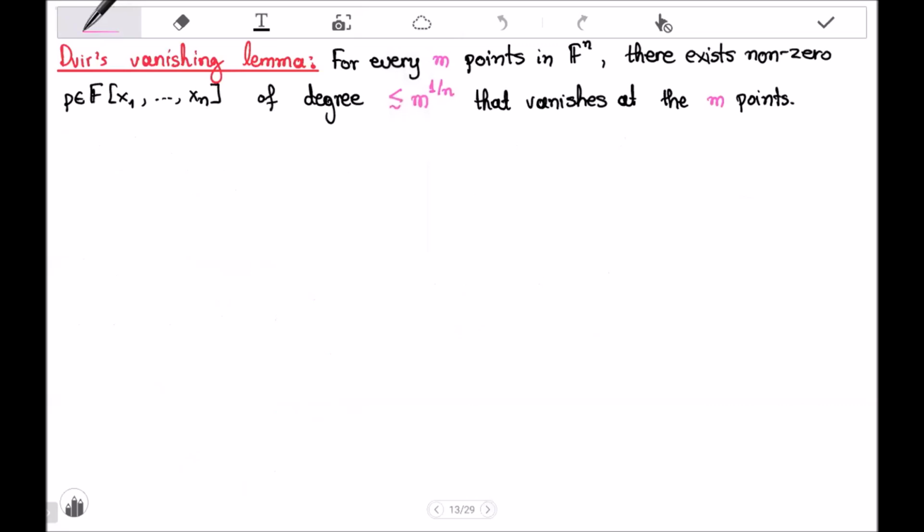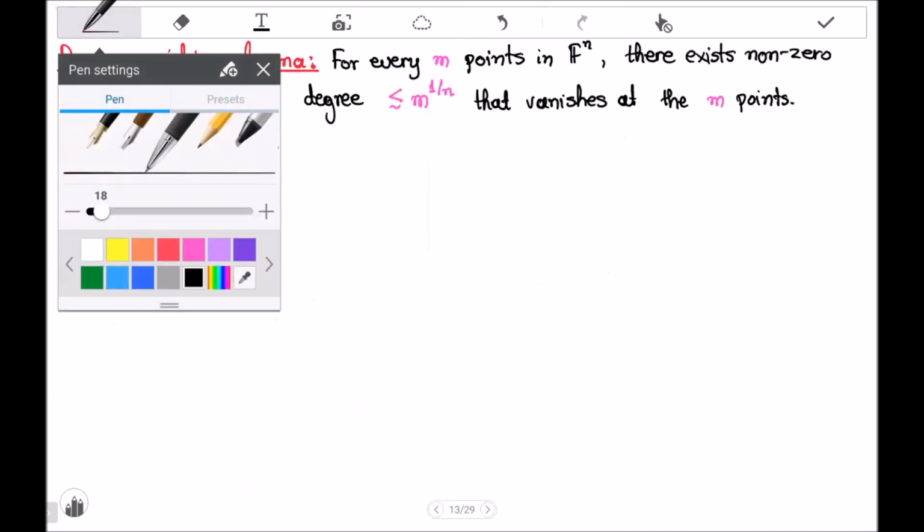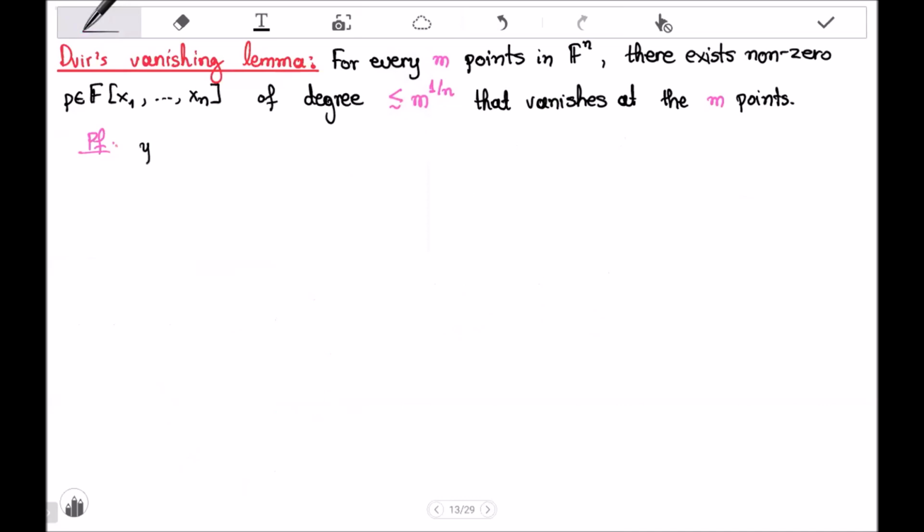Let's prove this lemma because it's easy. You have n points. Let's call them y1, y2, up to yn. These are the n points. And we want to construct a polynomial of low degree that vanishes at those points. So we're looking for a degree, first of all, and for coefficients such that this happens.